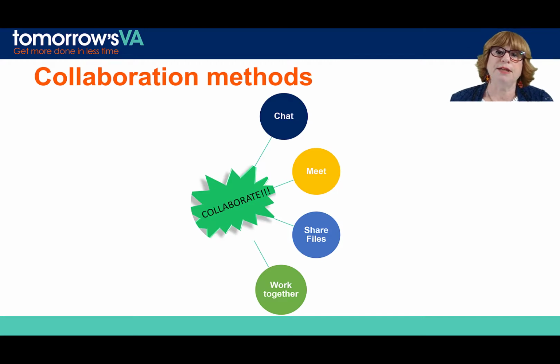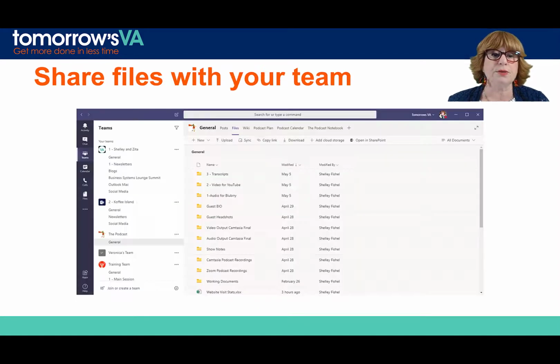So what collaboration methods do you have in Teams? Well, you have chat and meetings. You can share files and work together on those files. You can share files with your team and within a channel. Every channel, when it's made, has a posts area, which we saw earlier, and a files section. And here in the podcast team, I'm looking at the files section, and you can see there's a whole list of folders where Jo and I share what we're working on for the podcast.